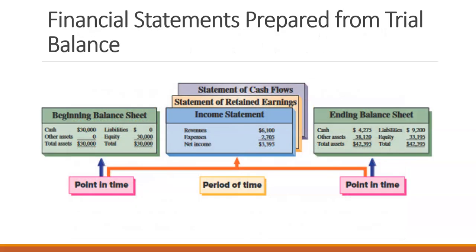After we prepare the trial balance, we can prepare our financial statements. We have our balance sheet, which is our accounting equation. It's a record of our accounting equation at any given point in time. Assets equal liabilities plus equity. Our income statement is revenues minus expenses. Our statement of retained earnings shows the differences in the equity account throughout the period, and then the statement of cash flows shows how we've used cash during that period of time.